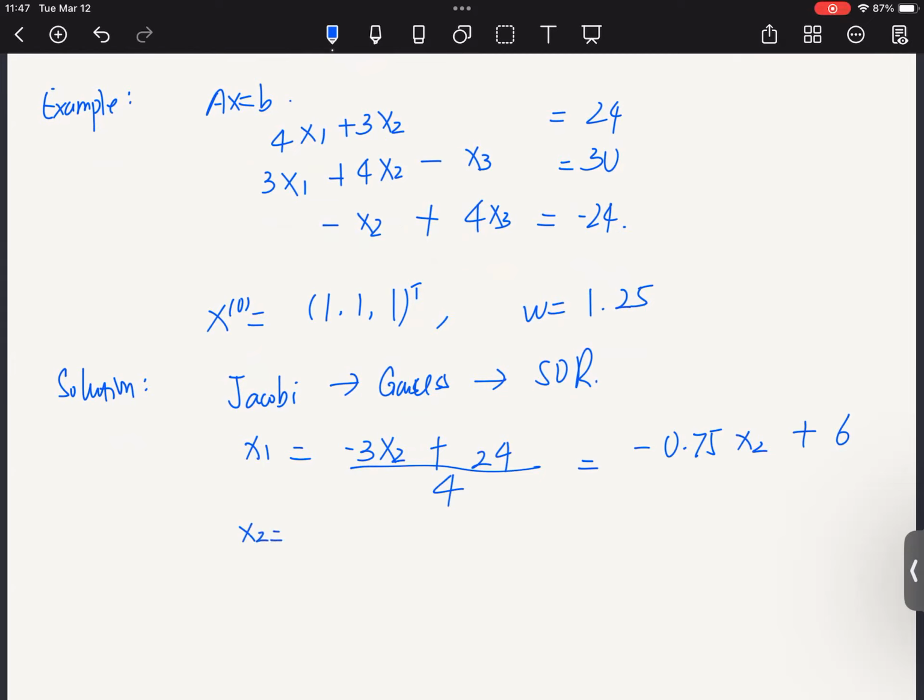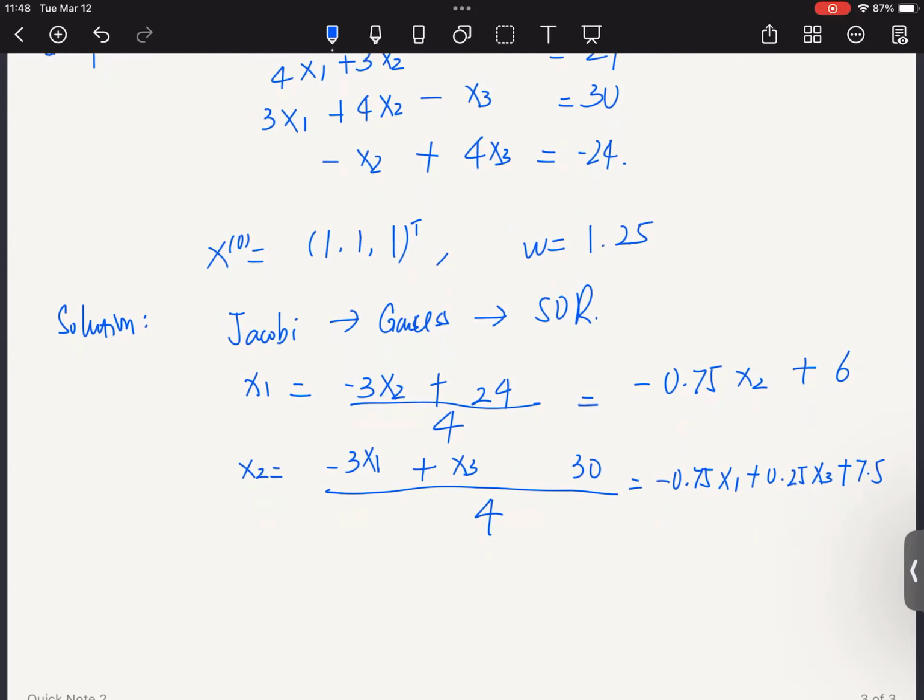And then from the second equation, we solve for x2. We have 30, subtract 3x1, plus x3, and then divide by the coefficient there, and we get minus 0.75 x1 plus 0.25 x3, and then plus 7.5. This is the Jacobi solution from the second equation. And for x3, from the third equation, on the right hand side we have negative 24, right? We also move x2 to the right hand side and divide by the coefficient of x3, and we get 0.25 x2, and then minus 6.